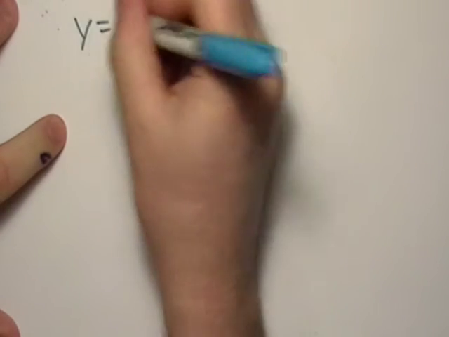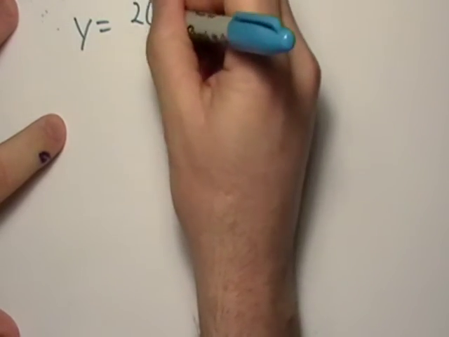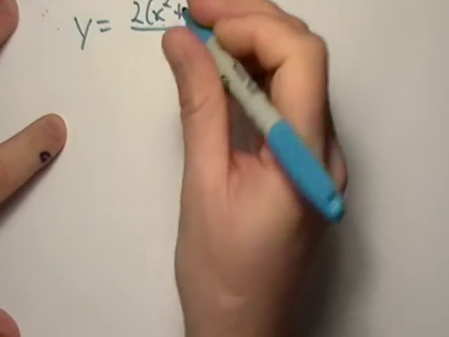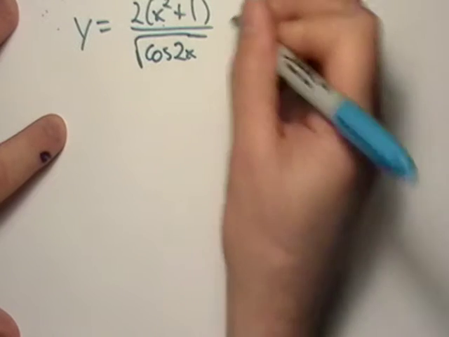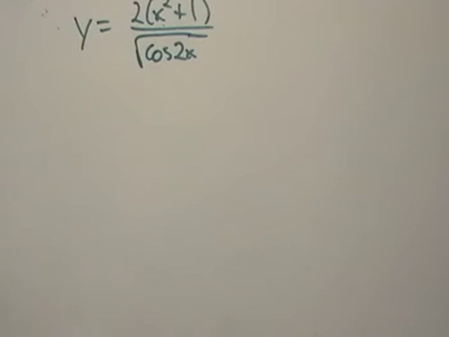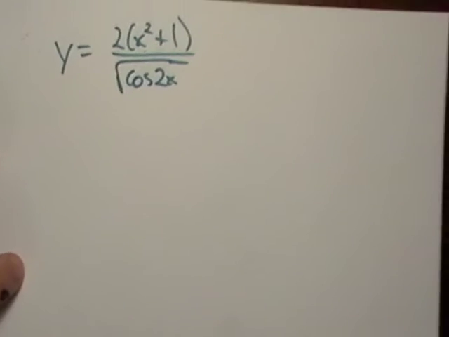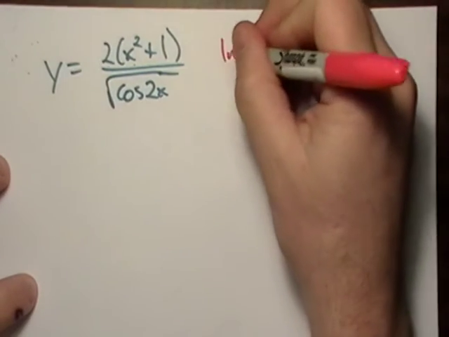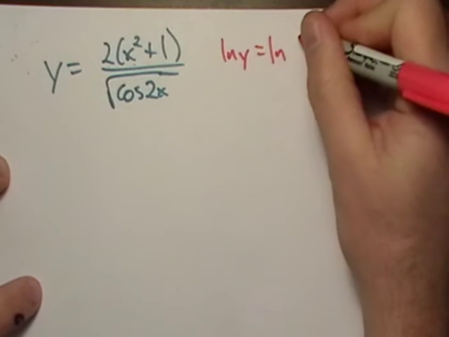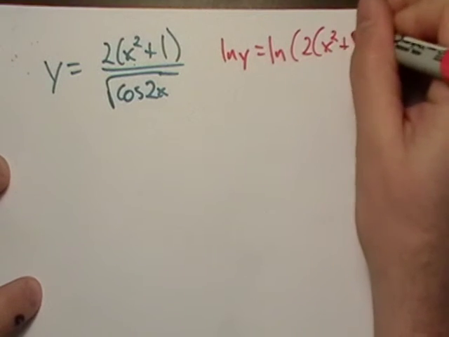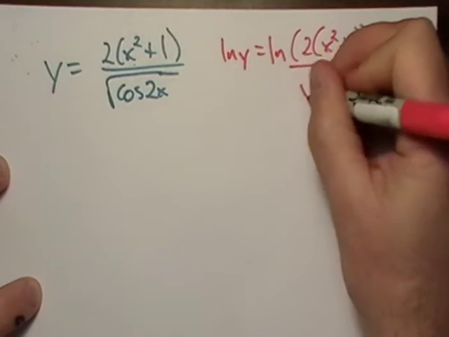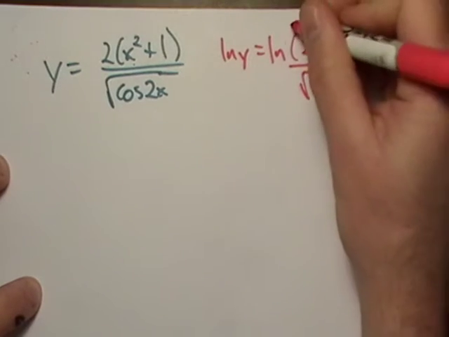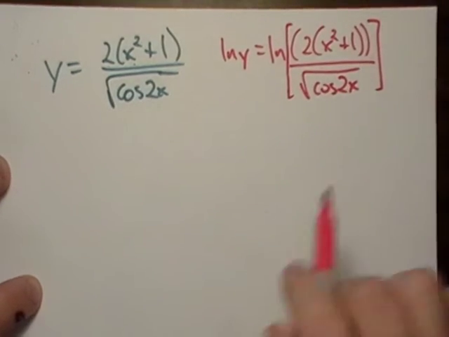Alright, next one. Let's see what they have. Hopefully I have time for this. It is y equals the quantity 2x squared plus 1, over the square root of cosine 2x. Let's see if there's anything we can do here. If we take the log of both sides, we're going to end up with natural log of y equals natural log of 2x squared plus 1 divided by the square root of cosine 2x. Keep in mind we took the log of the entire thing.